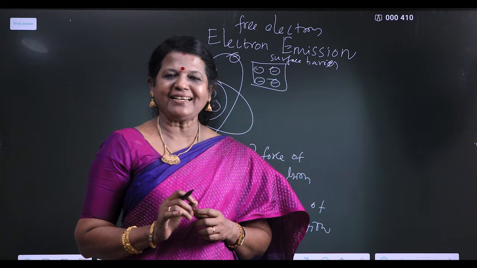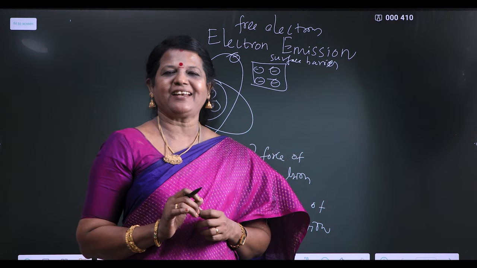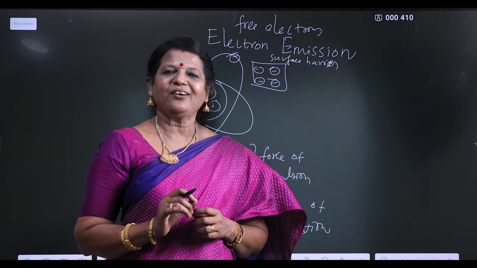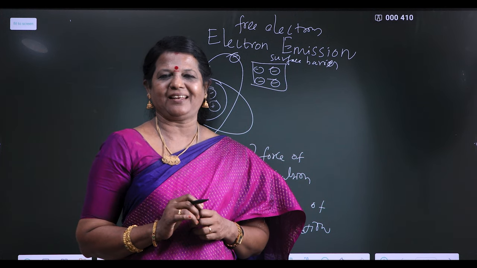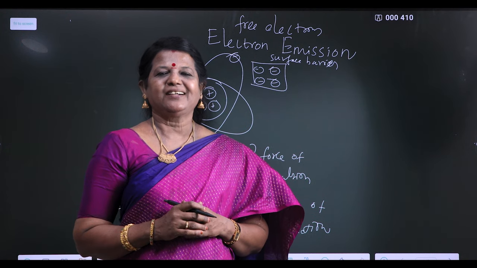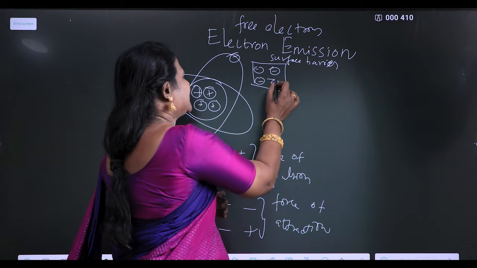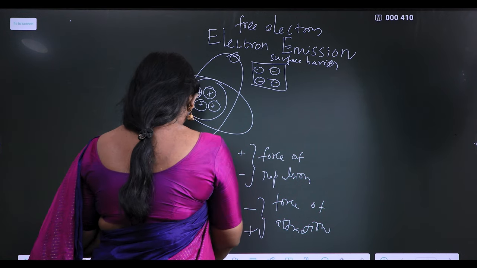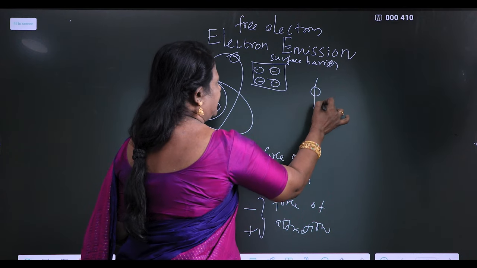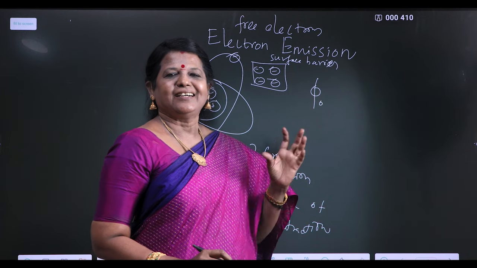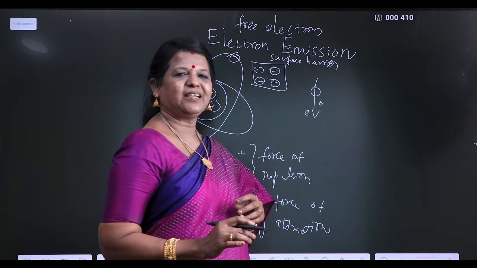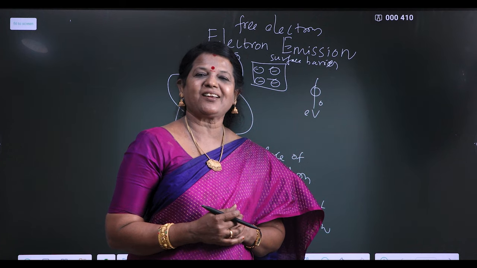The minimum energy needed for an electron to escape from the metal surface is called the work function of that metal. The work function differs for different materials. The work function is represented as phi naught. It is measured by means of electron volt.